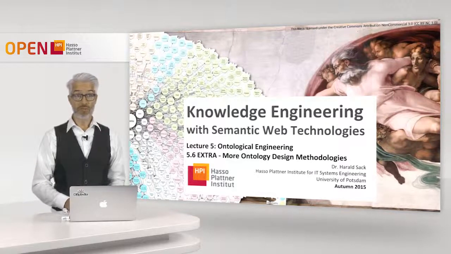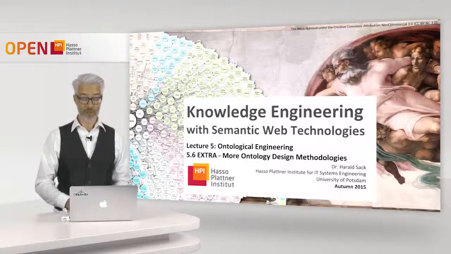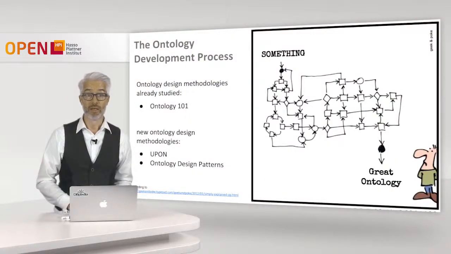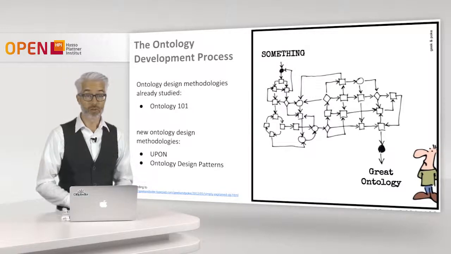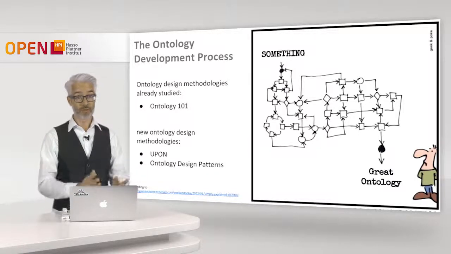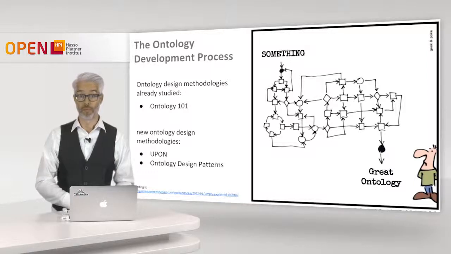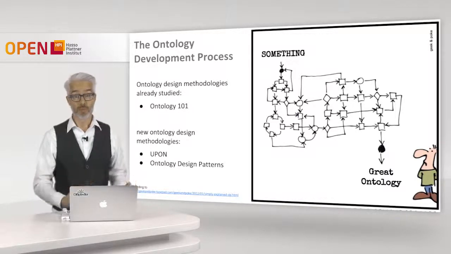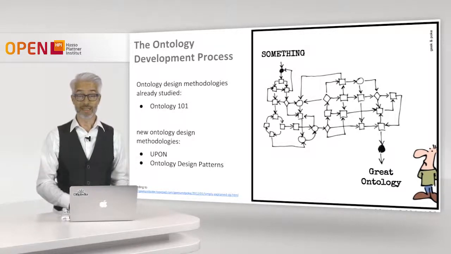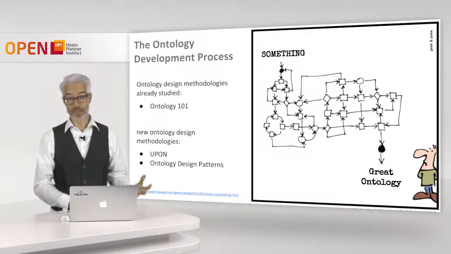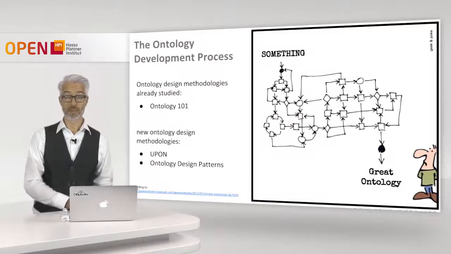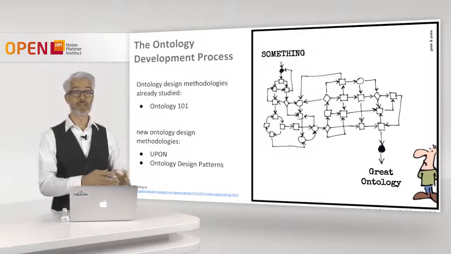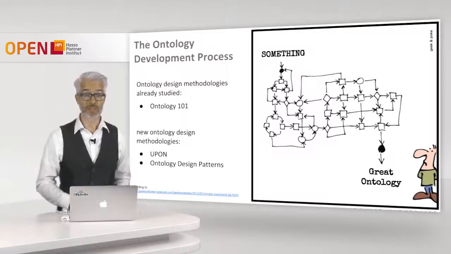And for that reason, we want to talk today about further ontology design methodologies. As you might remember, we have already talked about design methodologies, like, for example, Ontology 101. These design methodologies had the purpose that they should help you to efficiently design your ontologies, not to make common mistakes, to save costs that are connected to this development process, and also to enable distributed collaboration, for example.